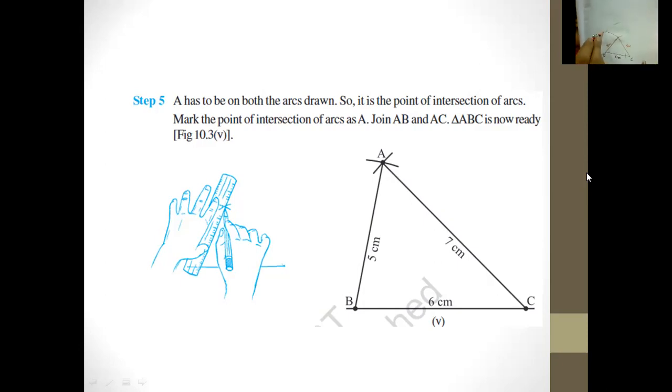Arc from here and arc from this side, and there is the point which you will be receiving, and here also you can construct the triangle. I hope you have got an idea how we can construct with different lengths if we are aware of them.